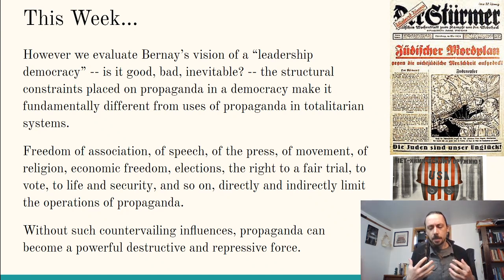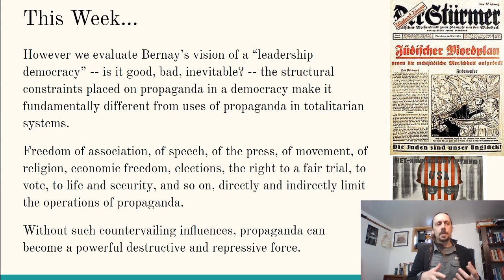However we think about this, one of the important aspects that I really want to mention is that there are constraints placed on public relations and propaganda in a democracy. These constraints on how far manipulation can go make it really different from the use of propaganda in a totalitarian system, like North Korea, like the Soviet Union, like Nazi Germany, right?